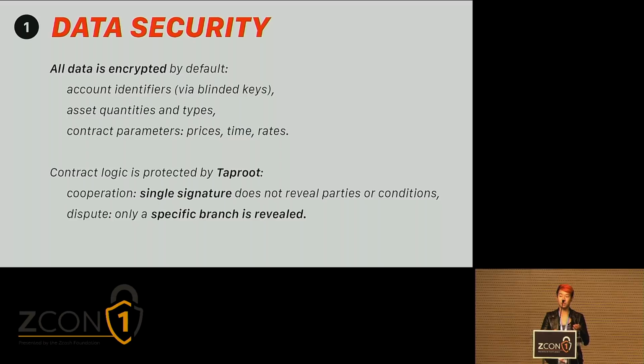The privacy story for this is that if all of the parties cooperate, you only have a single signature, and that doesn't reveal anything about the parties or the conditions. In the case of a dispute, only a specific branch is revealed, and so you can see the logic that is being disputed, but that doesn't actually reveal the data underneath. The data is still blinded.